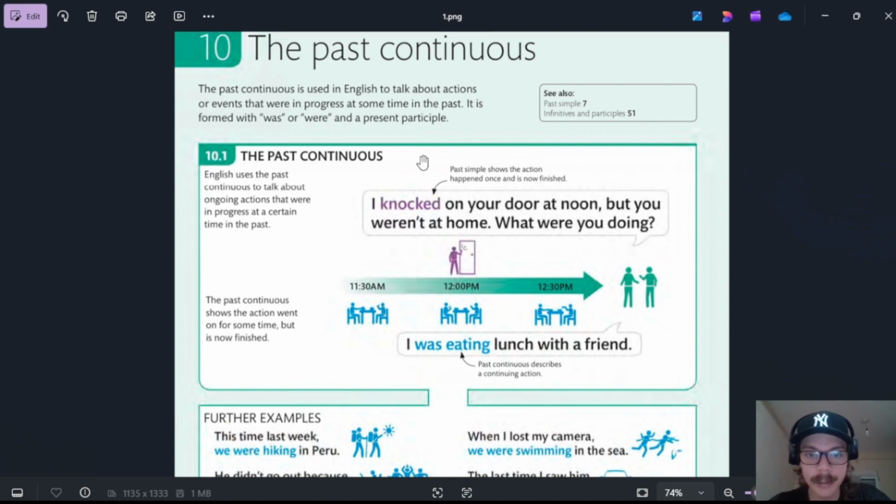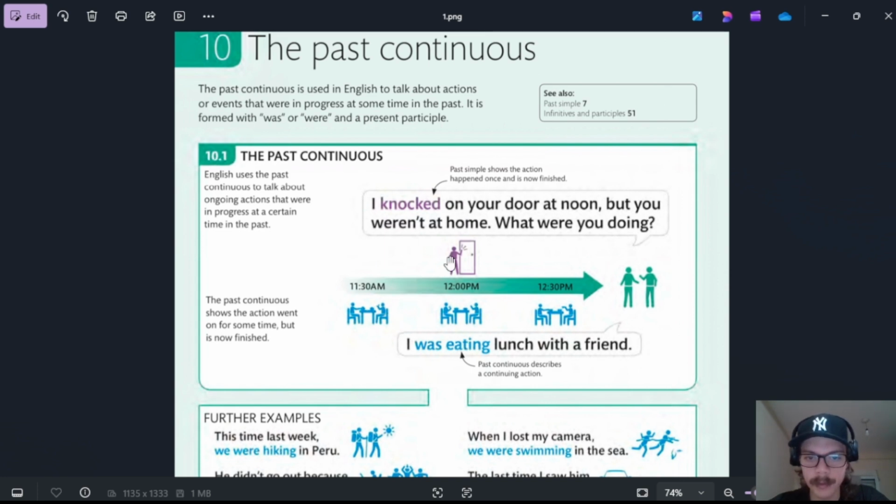Now, the last video we saw was the past simple. But the one I want you to focus on in terms of concepts is the present continuous, which I believe was previous to that one. So for the past continuous, the structure is essentially the same as the present continuous, but you're going to be changing the form of the verb be.